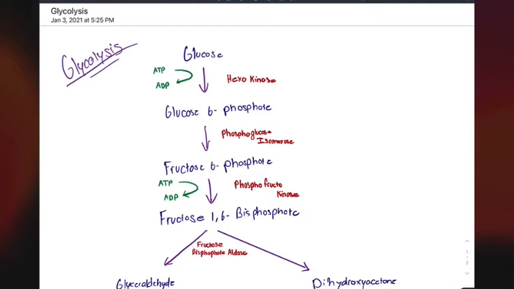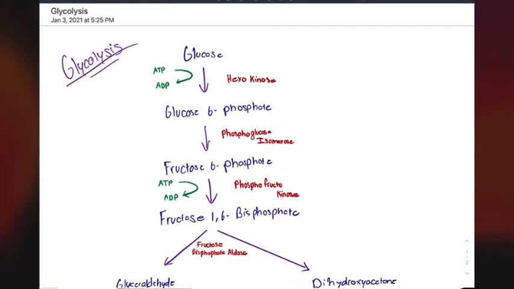So let's talk about all of the reactions that happen in glucose, and I'm also going to mention some of the regulatory points that you should know of, and also one of the most common diseases that can happen in glycolysis and what the result of that is. So let's go through some of the reactions itself.